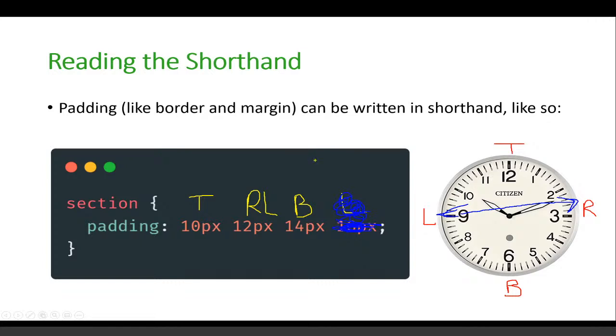Then if we were to only have 2, we're taking away the bottom off the end. We would move that to go with its adjacent side, which would be the top. So if we only had 2 values here, it would be top and bottom of 10 pixels, right and left of 12 pixels.